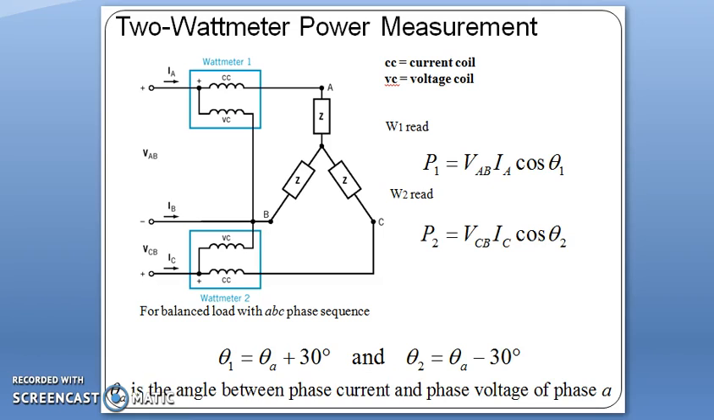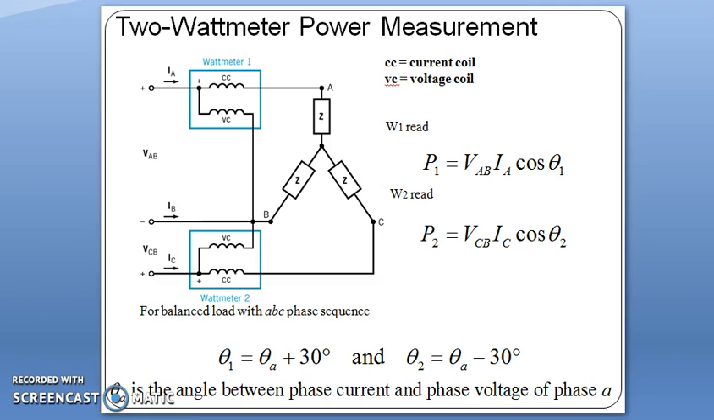The 2 wattmeter power measurement. In this slide, a common diagram of a balanced three-phase load measured by the 2 wattmeter method has been shown. Here the two current coils are placed in phase A and phase C, and the two potential coils' common node will be placed at node B, and the equations have been derived as follows.